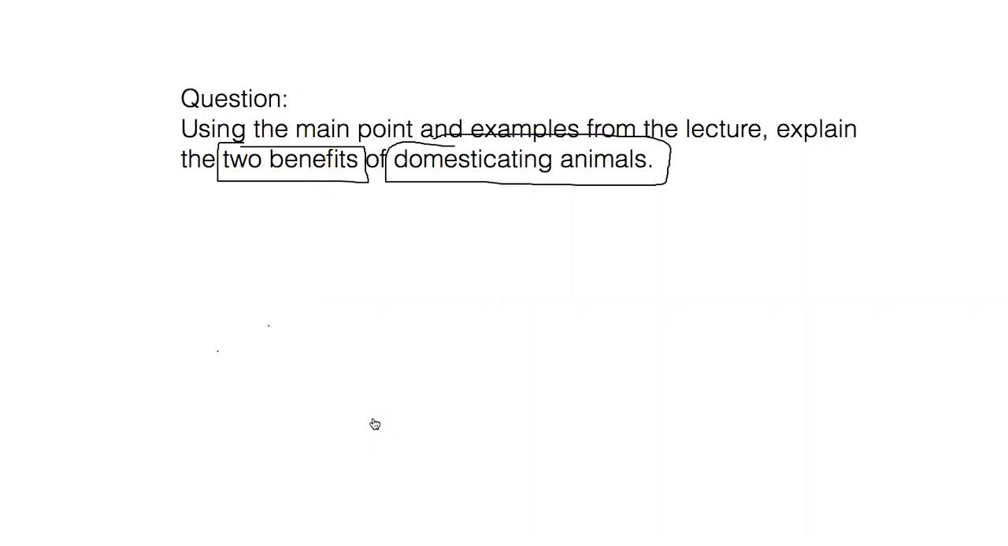Listen to part of a lecture in an anthropology class. Animal domestication is the most important development in the past 13,000 years of human history. This development interests many of us today because it provides most of our food, and it was a prerequisite to the rise of civilization. Today, I'm going to walk you through 2 benefits of domesticating animals.